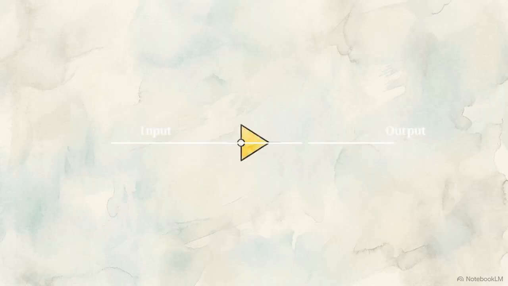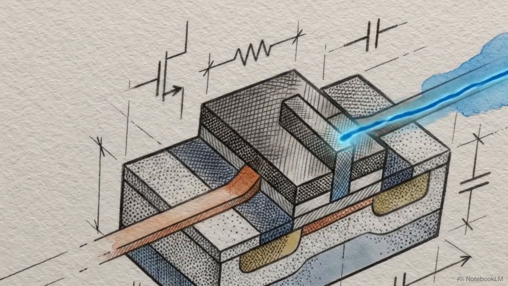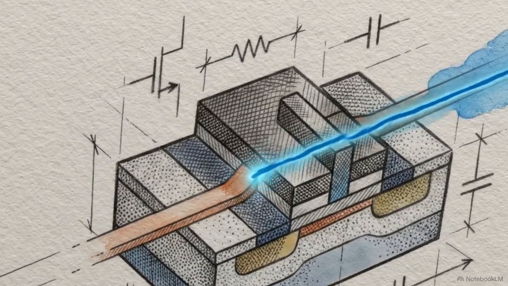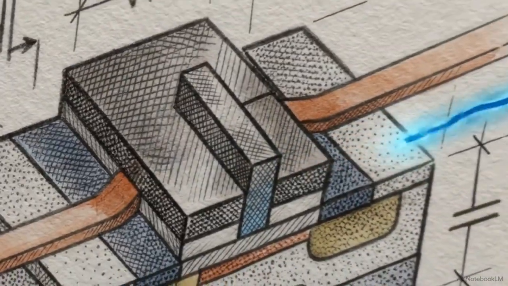This is a result of the Miller effect. This overlap capacitor effectively bridges the input and output of the inverter, creating a feedback loop. Since the output moves in the opposite direction of the input, the voltage across this capacitor changes by twice the supply voltage, significantly increasing the effective load. Even microscopic structural overlaps can therefore lead to a massive, disproportionate decrease in the inverter's maximum switching speed.